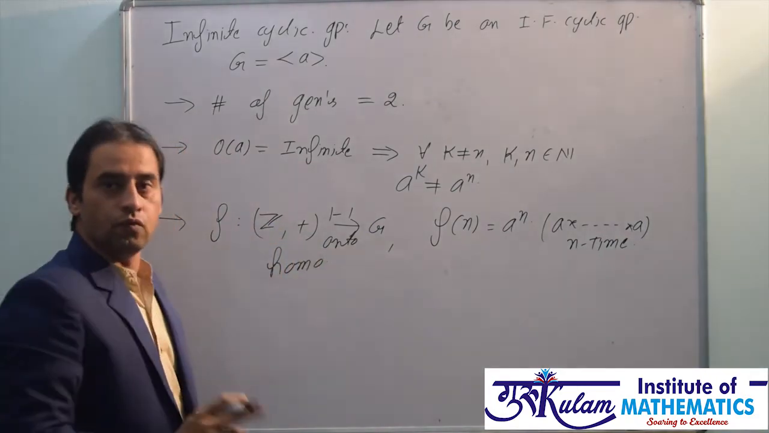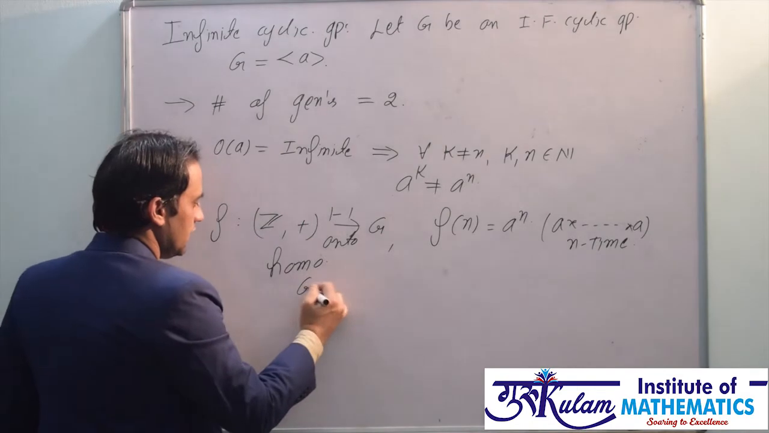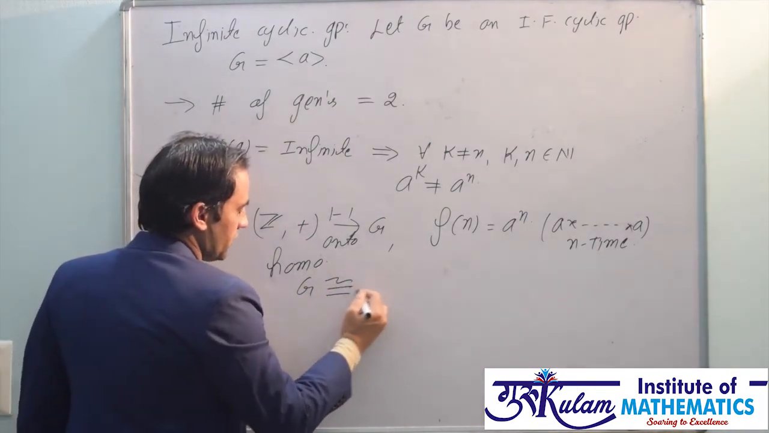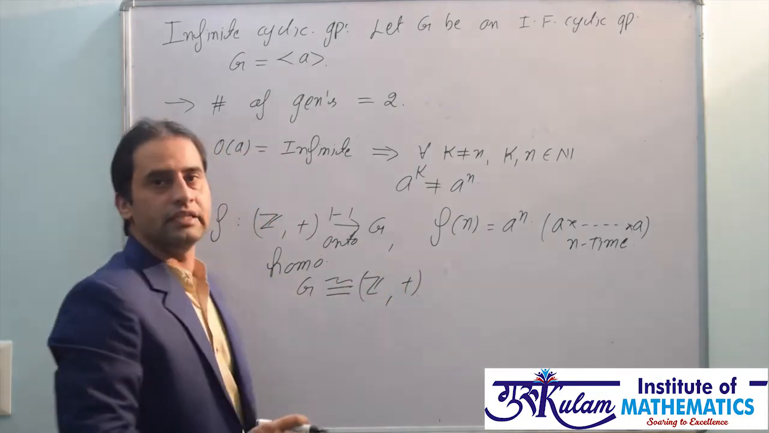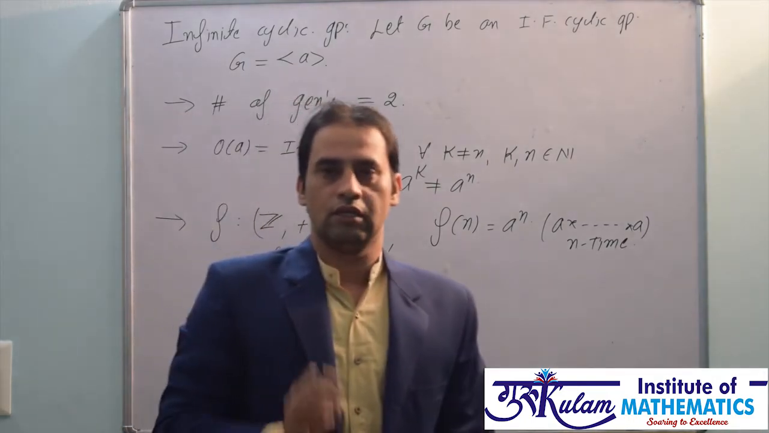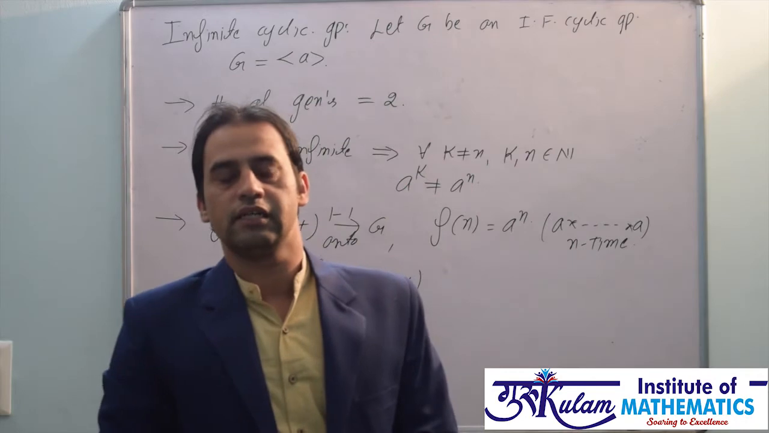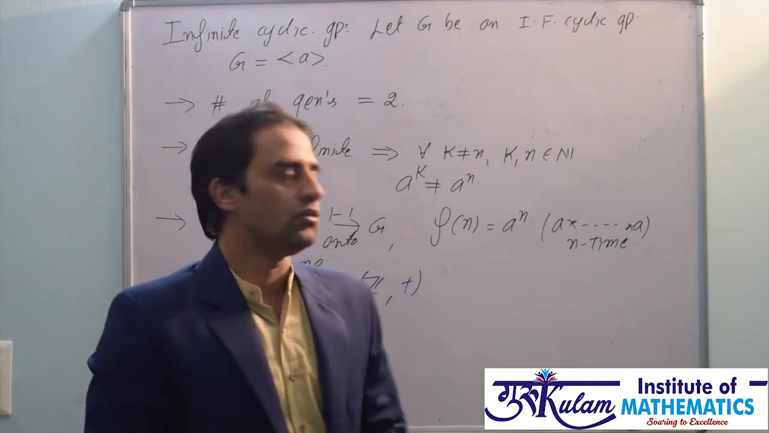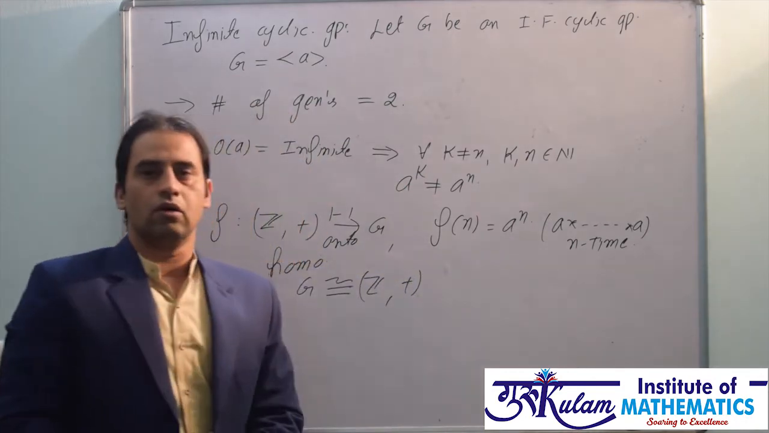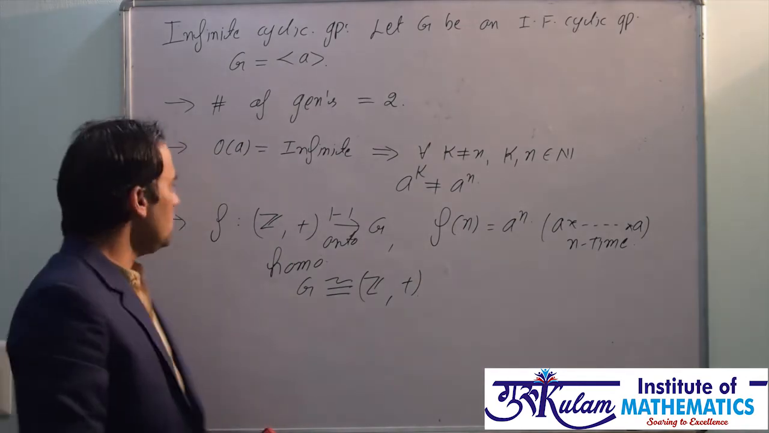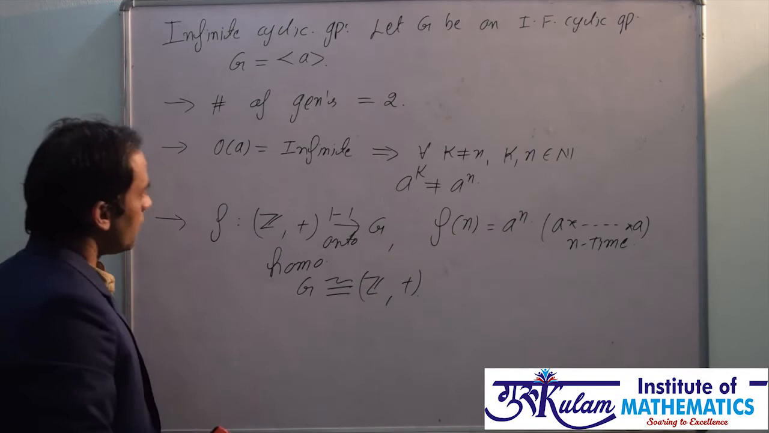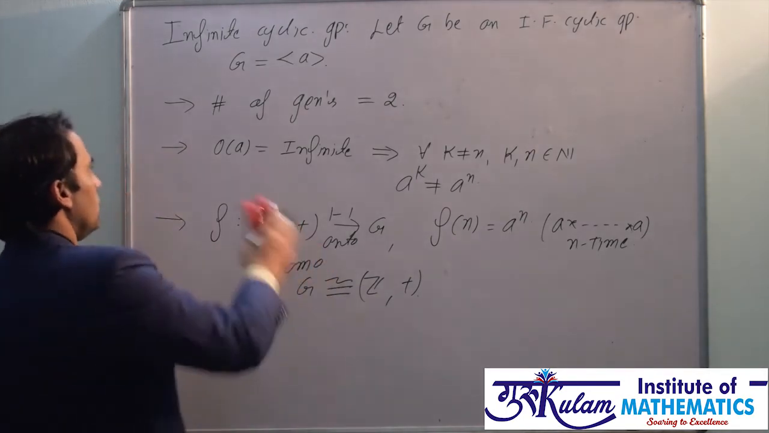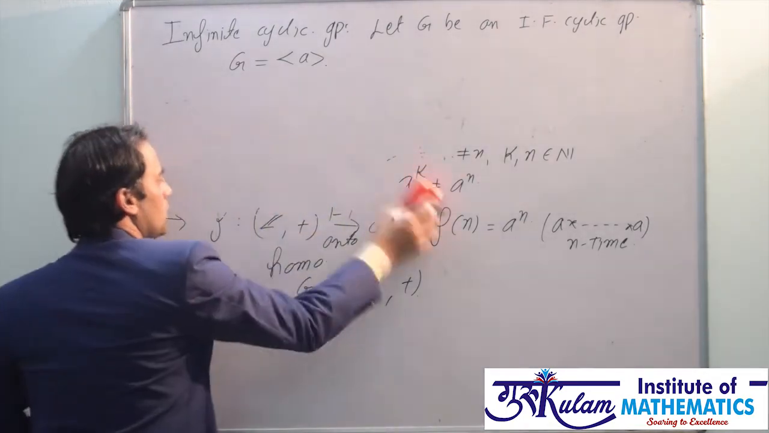That is, we can say that G is always isomorphic to Z plus, the additive group of integers. That is, every infinite cyclic group is isomorphic to the additive group of integers. So these are the three important properties for infinite cyclic group. Further, based on these properties, we will continue with the other properties.